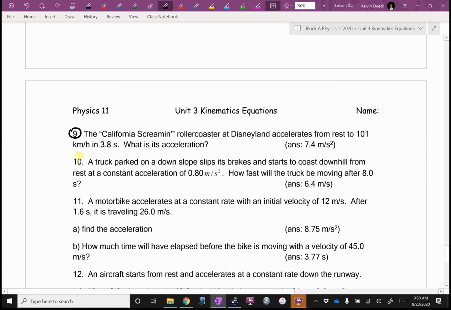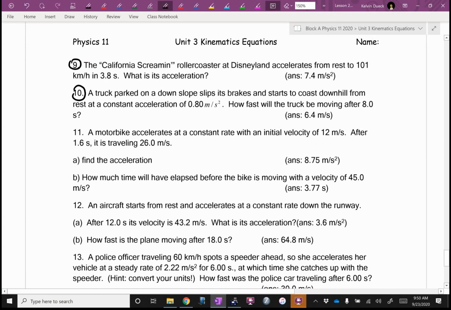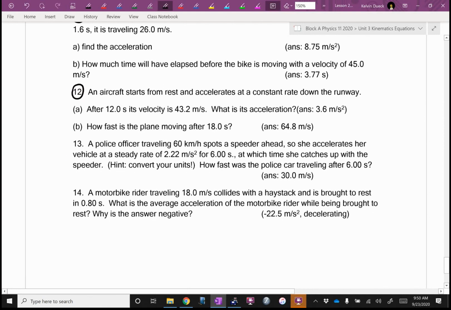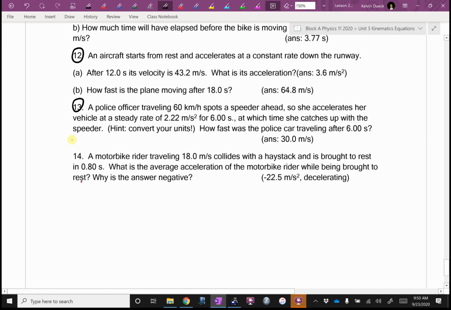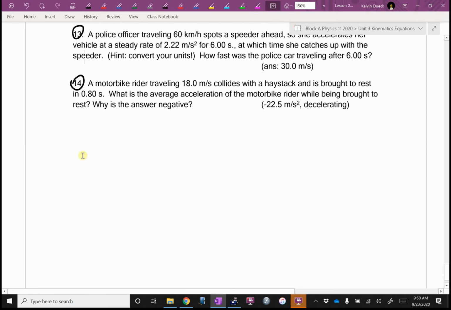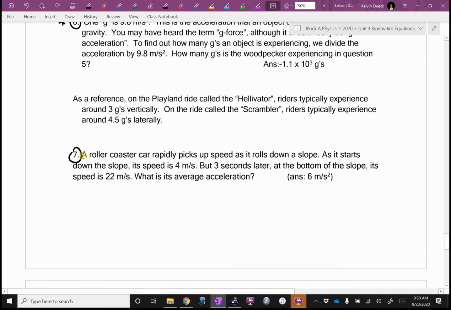7 is good. Keep 7. 9 is good. 10 is good. 11 is good. 12 is good. I'm probably going to assign almost all of them. Yeah, 13 is good. 14 is good. Okay. So we don't need to do 6. I skipped number 1.